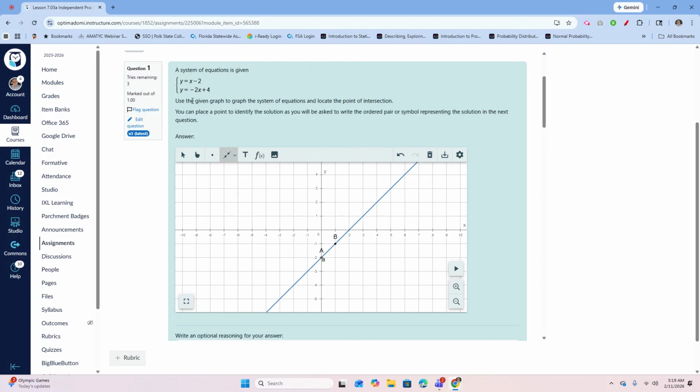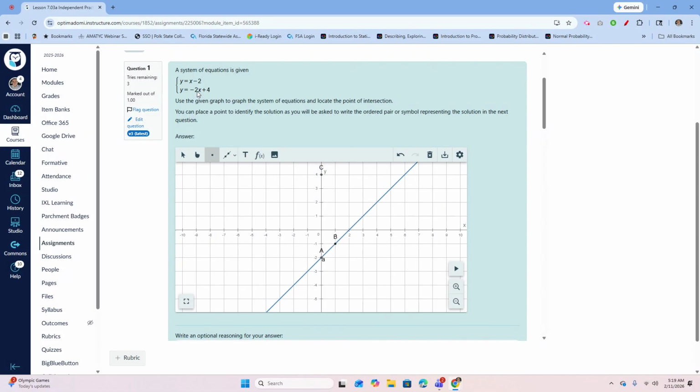Now we're going to do the same thing with the second equation. Again, y equals mx plus b. I'm going to find b first. So here my b is 4. On the y-axis, I'm going to put a point on the 4. Okay, and then I'm going to identify my m. My m here is -2.